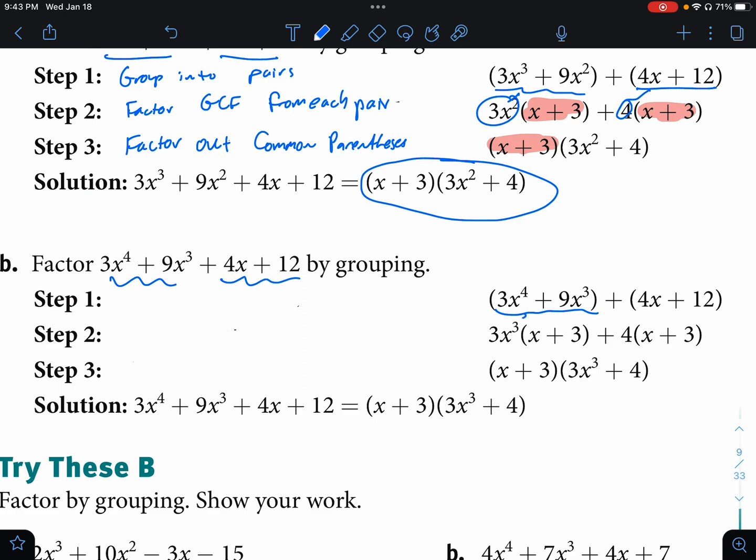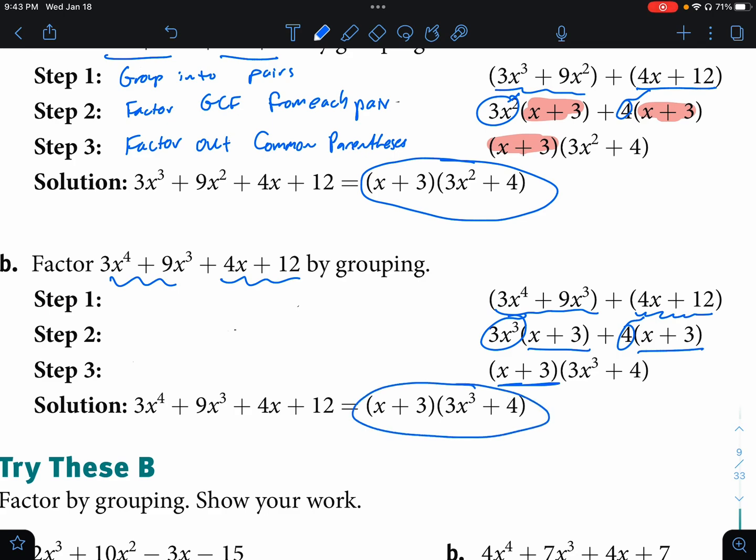Here I factor this with a 3x cubed. That's the highest number that divides both and the highest power of x that can be divided away from both. And then again, 4x plus 12 factors down to 4. And again, the parentheses was common, so the x plus 3 comes out, and I'm good to go.